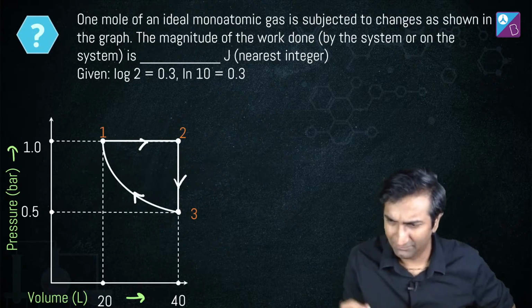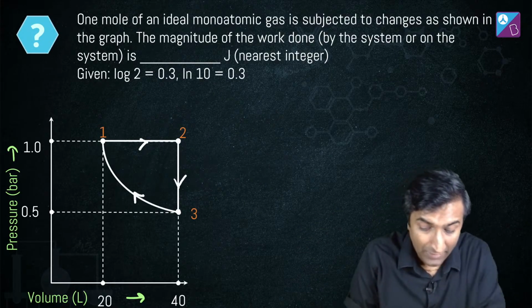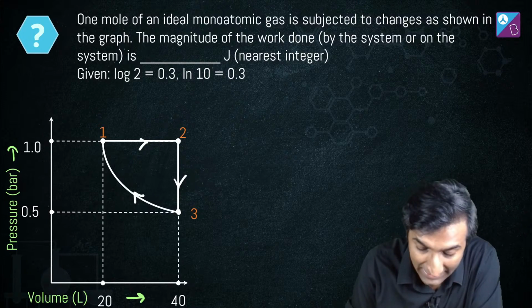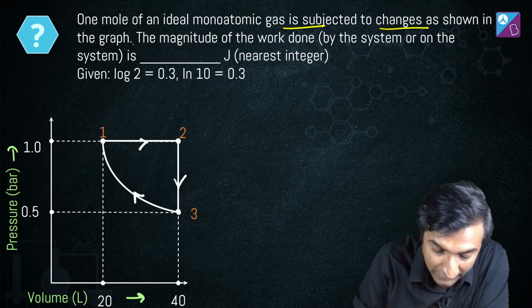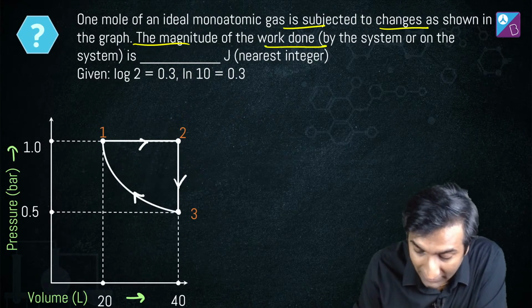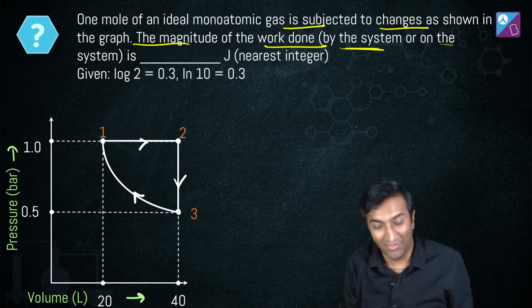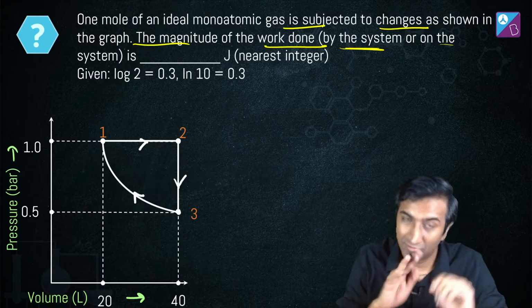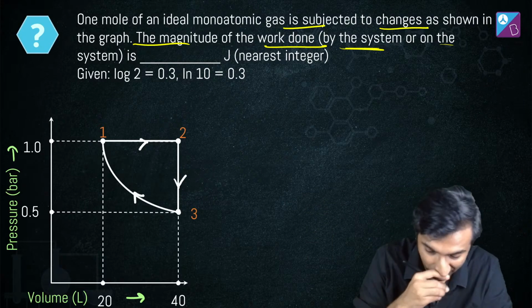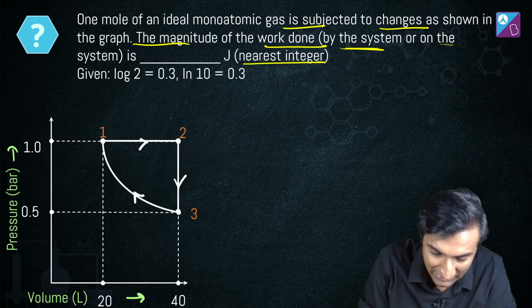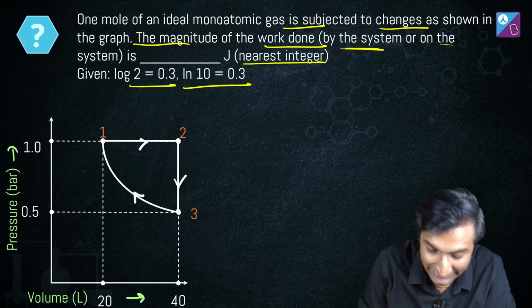This is going to be taking it up a little bit. Okay? 1 mole of an ideal monatomic gas is subjected to changes as shown in the graph. The magnitude of work done by or on. See, JEE doesn't even care by or on the system. Kuch bhi hai bhai, bata do. Tell me the magnitude of work done. That's what they're saying. Okay. Nearest integer, ln2, log 2 is given and ln10 is given. Fine.